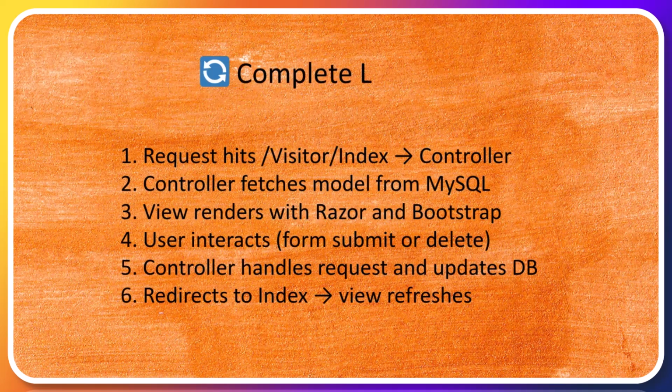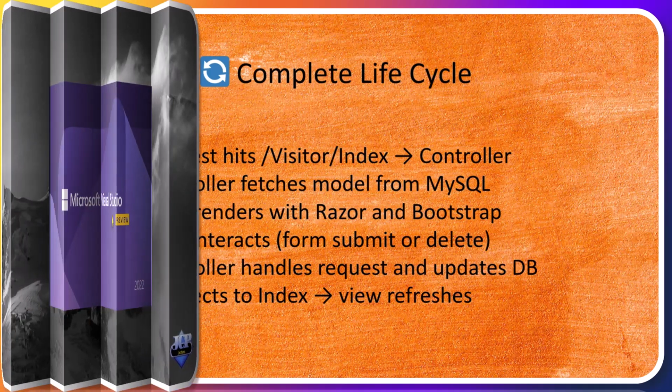Application Lifecycle. When a user requests visitor index, routing sends the request to the controller. The controller queries MySQL for recent visitors, then passes that data to the Razor view, which renders a Bootstrap form and table. When a user submits a name, the controller inserts it into the database and refreshes the view. Deleting visitors uses simple MySQL commands from the controller to keep everything in sync.